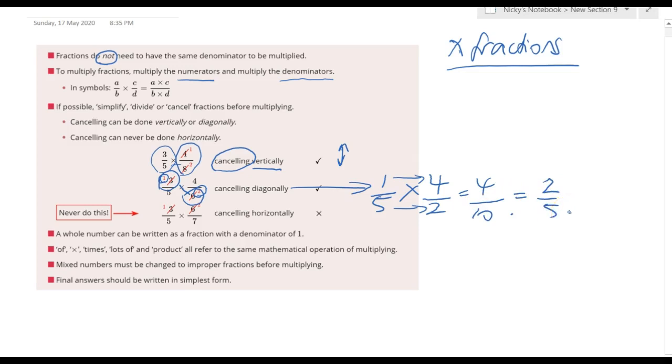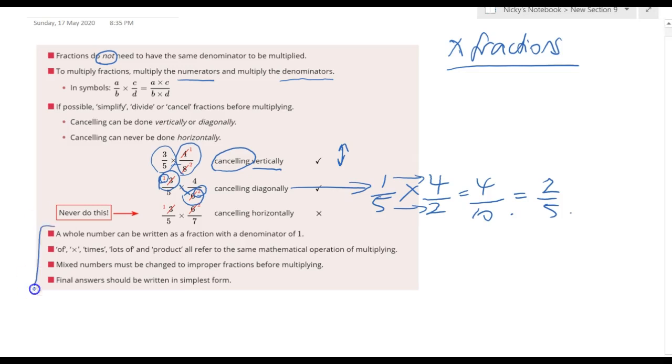The only thing you're not allowed to do when cancelling is to cancel horizontally. So you can't just cancel across the top and you can't cancel across the bottom. It must have either vertical cancellation or diagonal cancellation. So never across the top and never across the bottom.